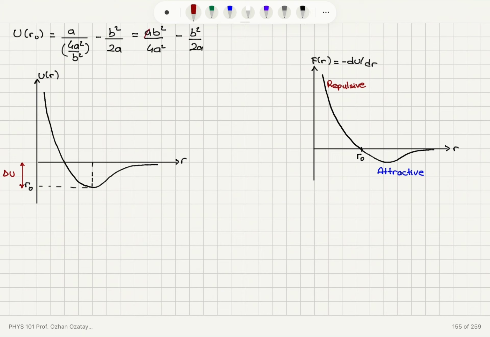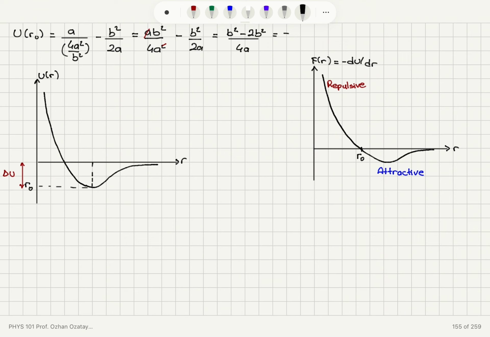One of the A's will disappear here, and this is going to become B squared minus 2B squared, all divided by 4A.